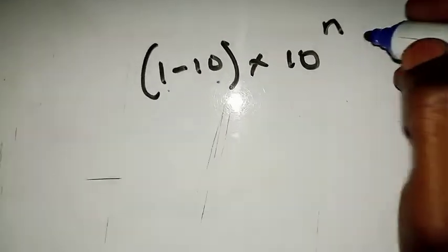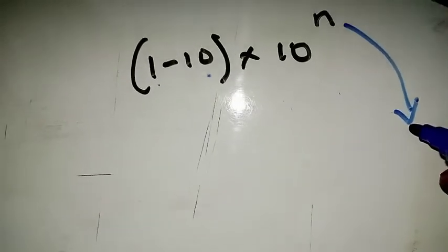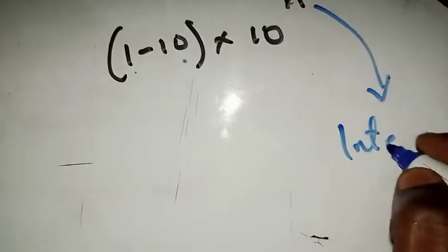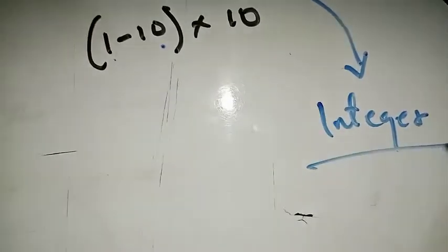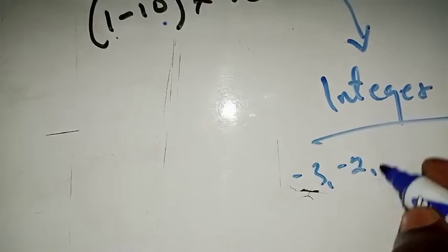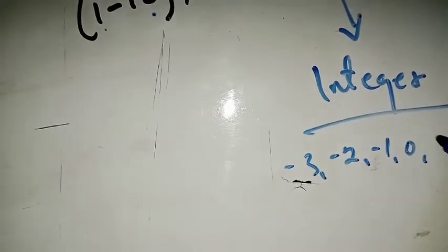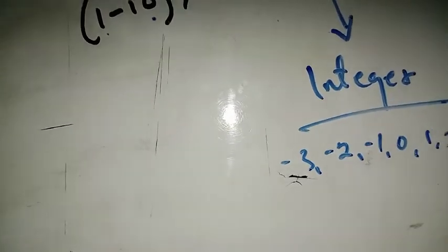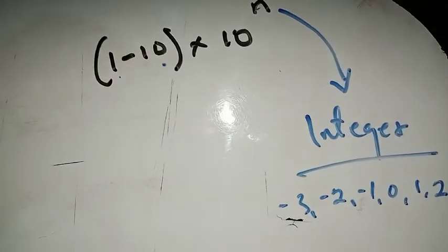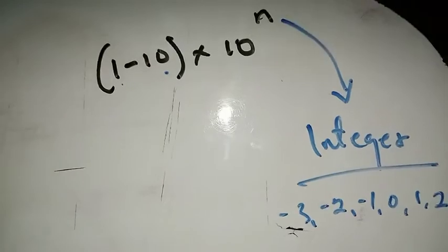This n here is a number. Which type of number is it going to be? That is what we call an integer. Integers are numbers between negative and positive. These are just a few examples that I'm listing. It can be 10, -10, and so on and so forth. If you don't know what an integer is, maybe comment in the comment section below.